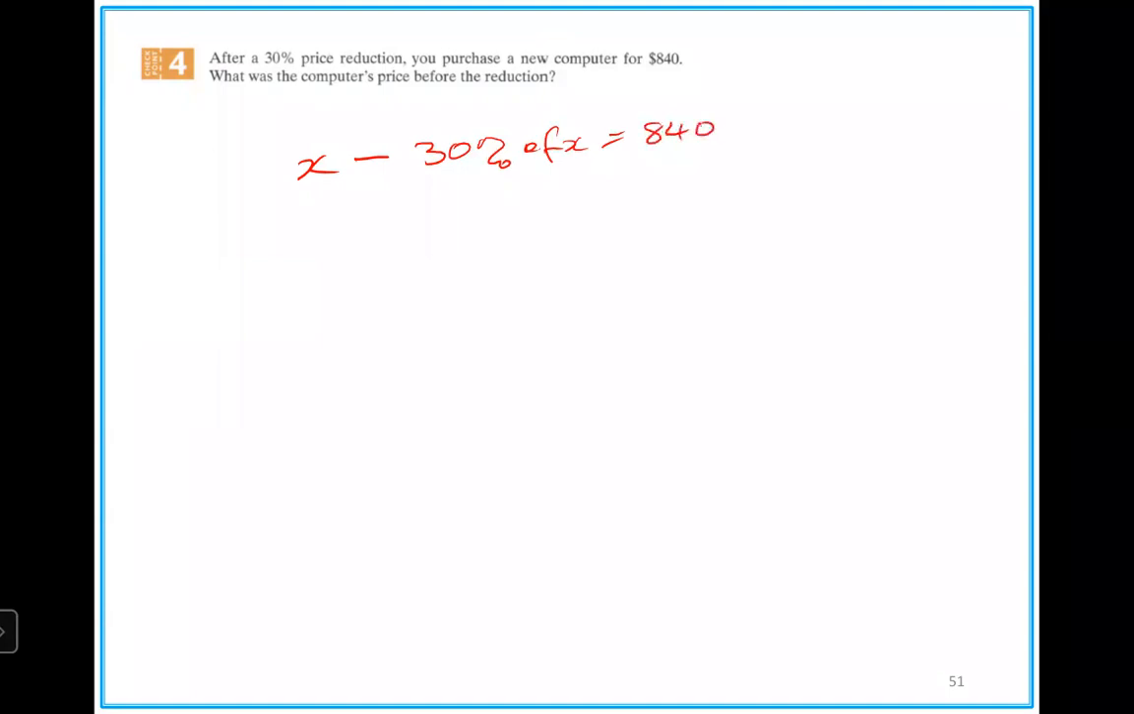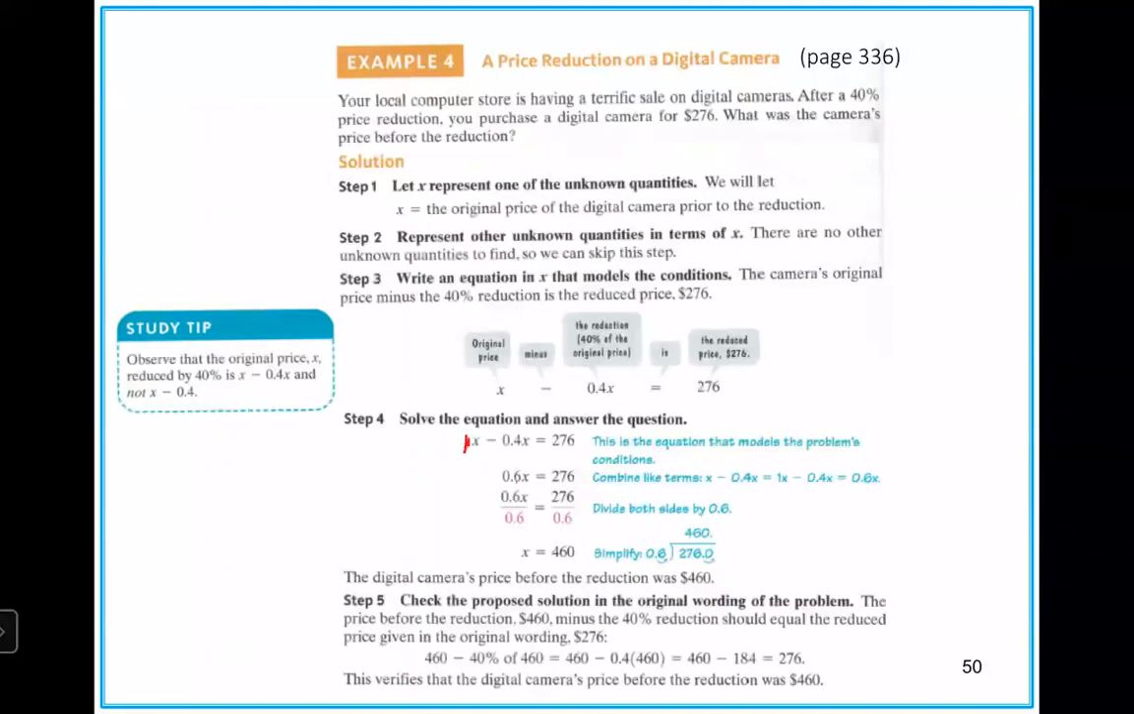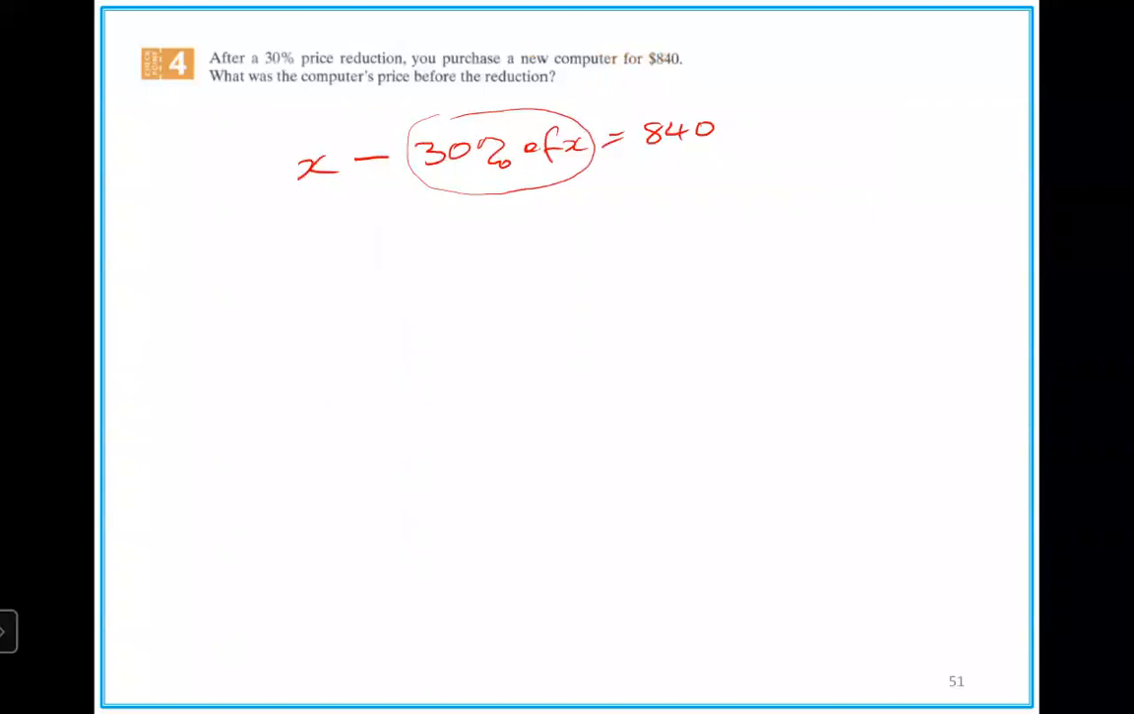Now, how could you shorten the 30% of X? When we did this other one, we shortened the 40% to 0.4X. So how could you shorten this 30% of X? So then it'll be 0.3X. Okay, so X minus 0.3X is equal to 840. Now remember, this X is the same as 1X. So if you subtract 0.3X from 1X, what do you get?